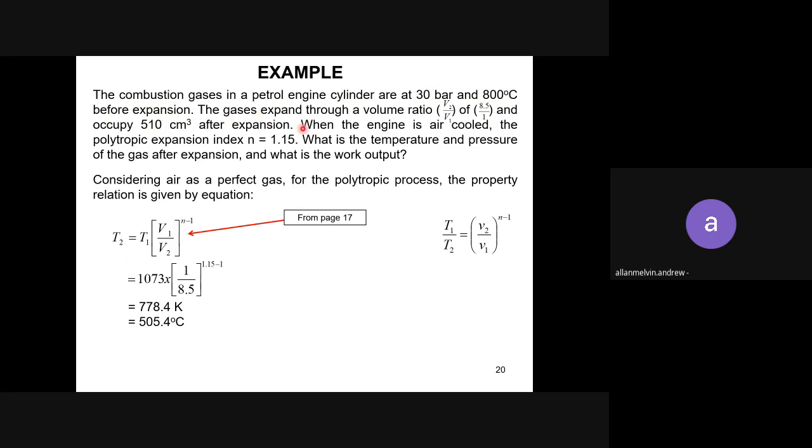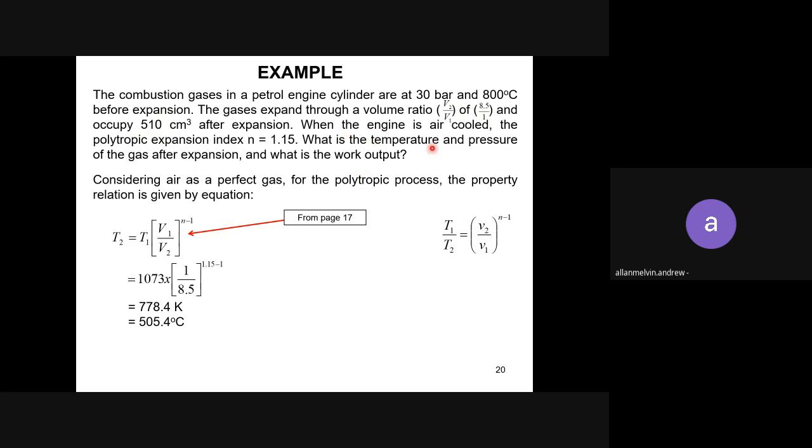So the gases expand through a volume ratio V2 over V1. This one tells you the volume ratio, so the volume ratio is given. So V2 is 8.5, V1 is 1. Okay, so you can take a direct relation. And it occupies 510 centimeter cube. So make sure when you use it for calculation, you convert it to meter cube. Okay, after expansion, so volume V2, 8.5, almost equals 510 centimeter cube.